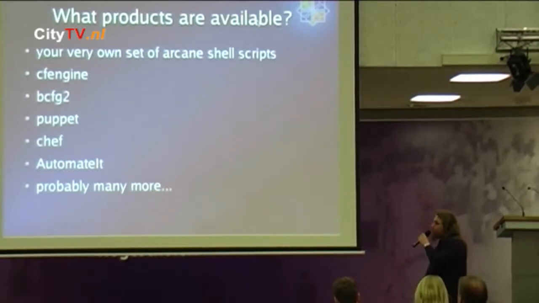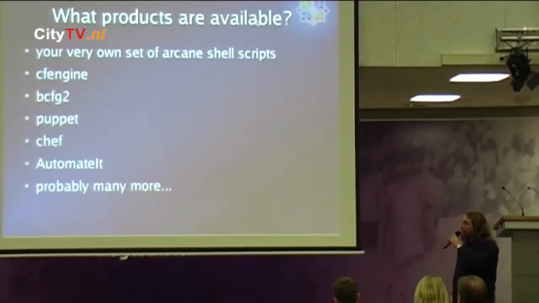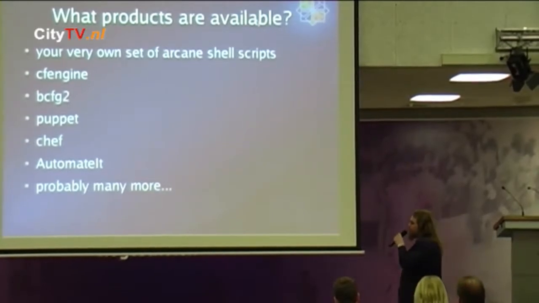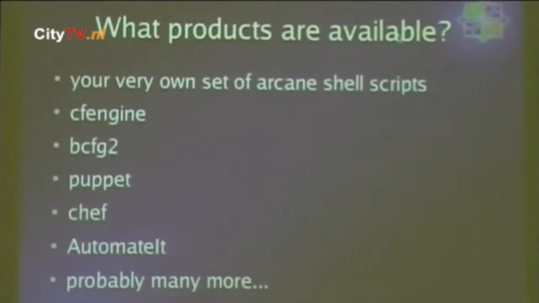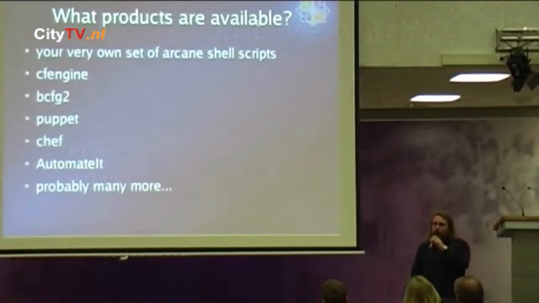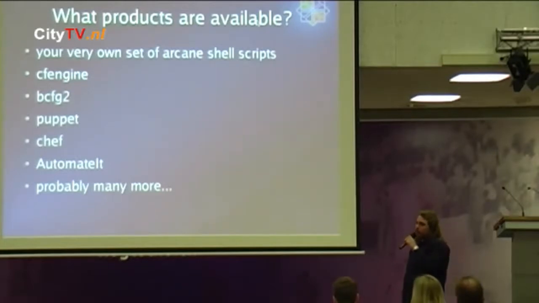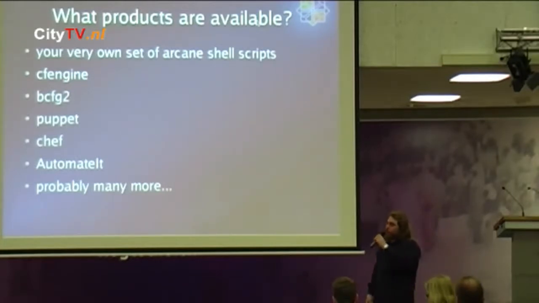Then, of course, there's Puppet, which we'll have a look at later. There's a new project, which I first heard of this morning in the keynote. It's not really a fork, but some kind of fork from Puppet, which uses Ruby as a configuration language. Puppet itself uses its own domain-specific language, which I think is easier to learn and more tailored to the job of configuration management.